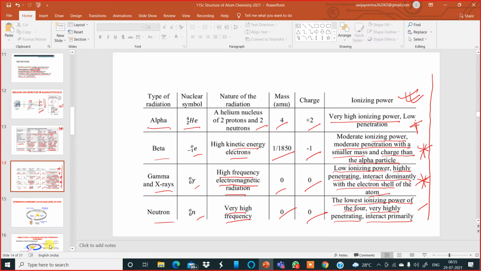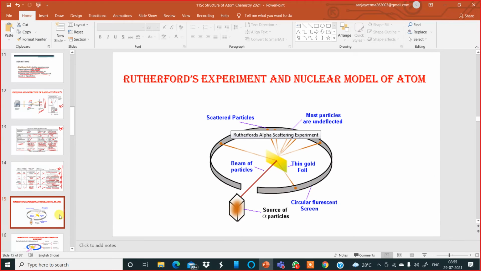Now moving further to the next slide, with respect to Rutherford's experiment and the nuclear model of an atom, leading to the discovery of the nuclear model by Rutherford. Here he performed an experiment where a source of alpha particles was used, and the alpha particles were allowed to hit a thin gold foil. It was found that the particles after hitting the gold foil were scattered in different directions. Most of the particles were undeflected, and a few particles were deflected.